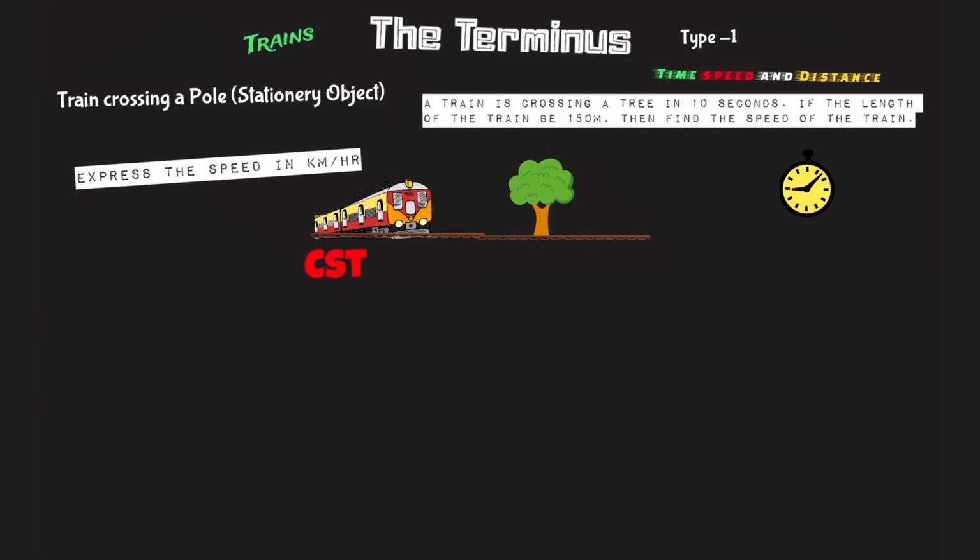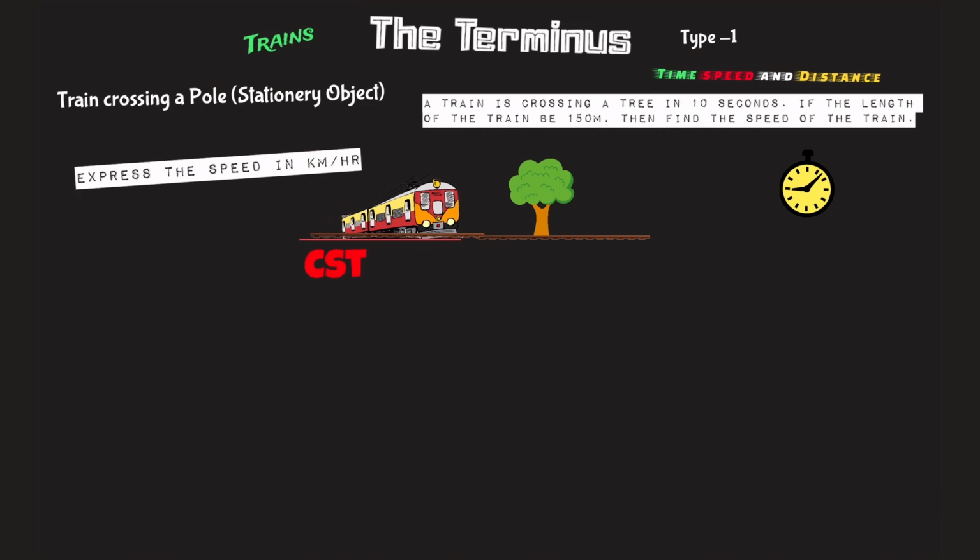The local train, the Mumbai local, starts from the terminus which is CST, Chhatrapati Shivaji Terminus. And on its way, it crosses a tree. And the time taken to cross this tree is 10 seconds. That is something given to me in the problem. So this train starts from CST. The problem has not started now. When does the problem start?